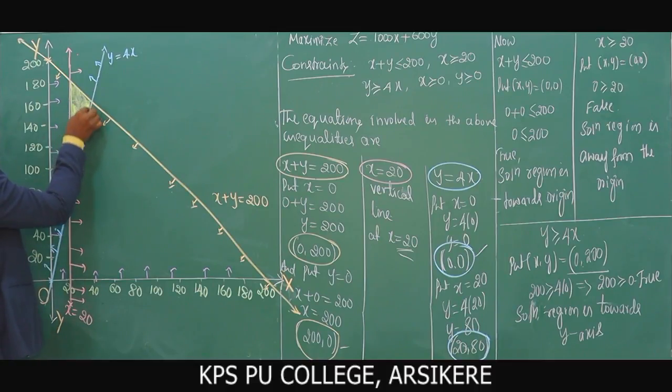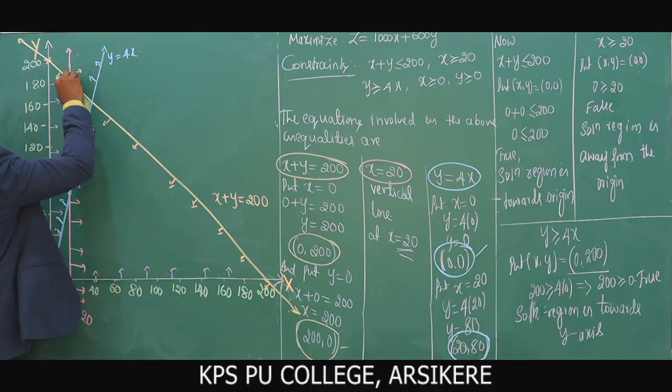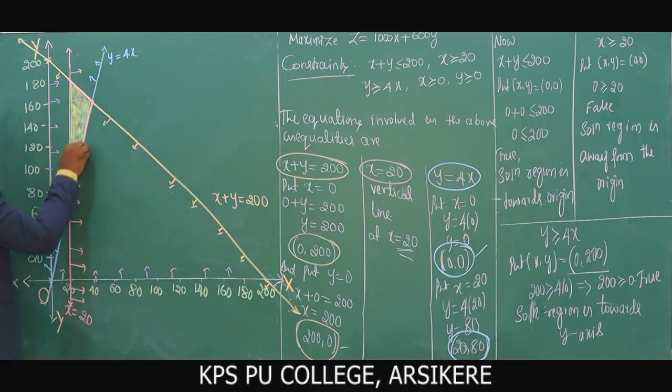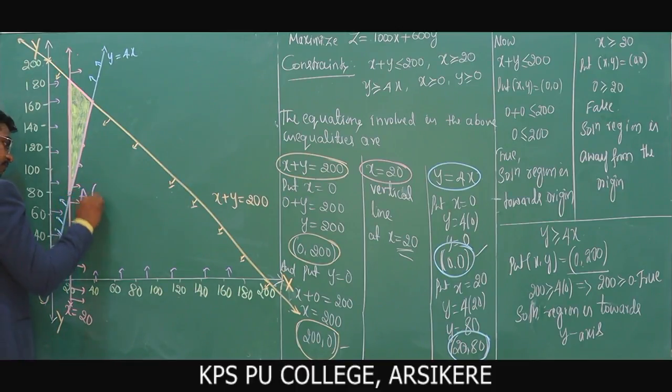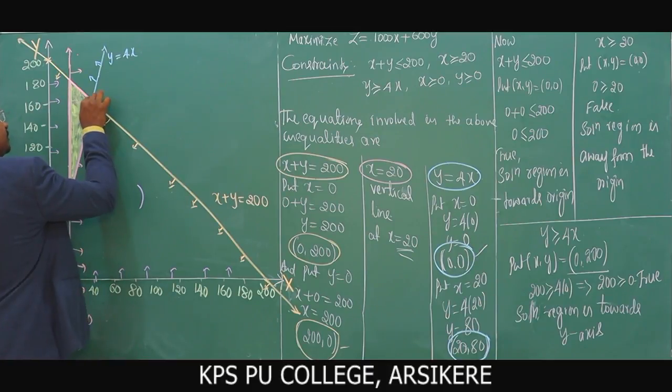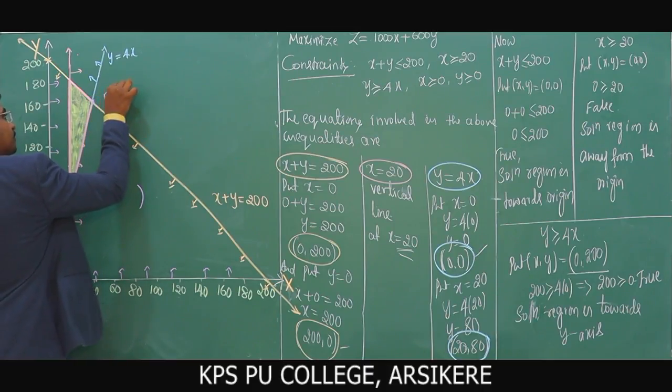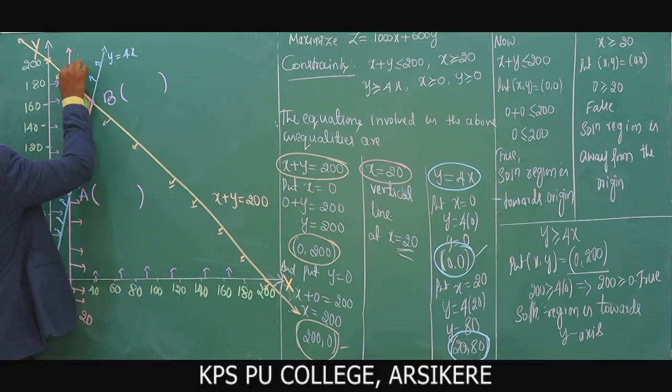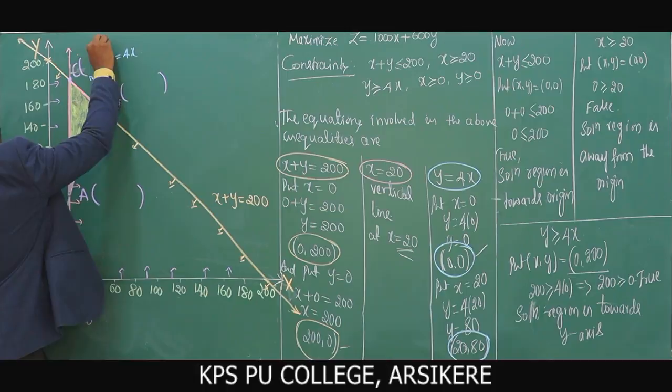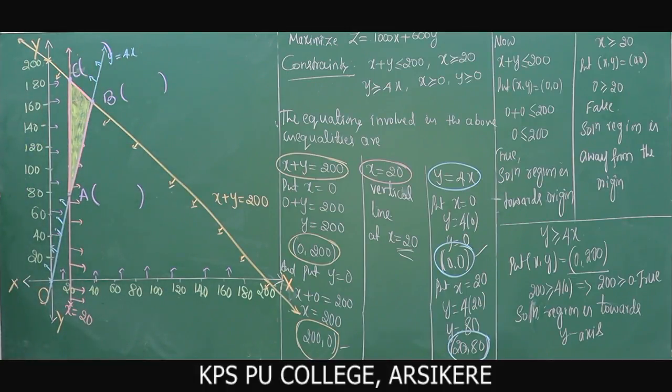This region we call the feasible region. Clear? This region we call a feasible region. So now label the points here. This is the point A. This is the point B. And this is the point C.